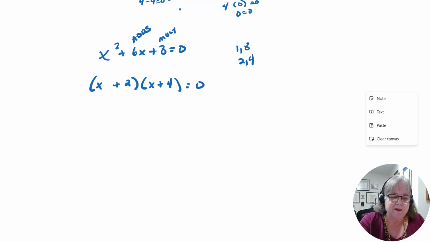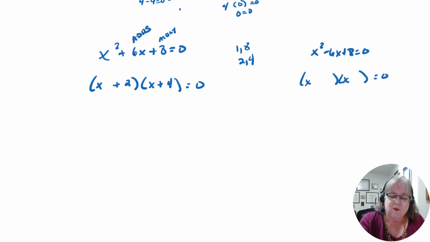If it had been x squared minus 6x plus 8, you would have said, here's an x, here's an x. What multiplies to positive 8 and adds to negative 6? They would have to both be negative. And those would multiply, right? Negative 2 times negative 4 is positive 8 and adds to negative 6.